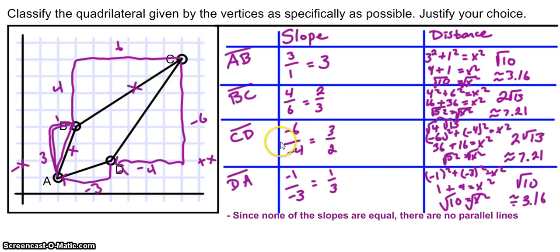What about perpendicular lines? Are there any 90-degree angles here? Well, that would require a keep, flip, change. Are there any keep, flip, change slopes here? Any opposite reciprocal slopes? Well, there aren't.